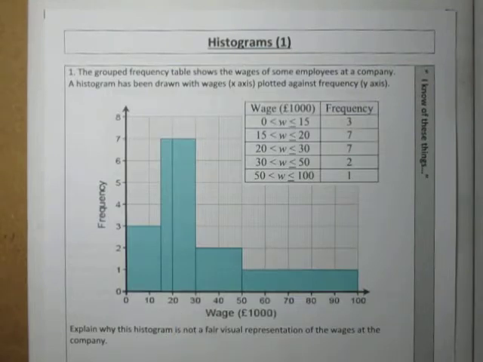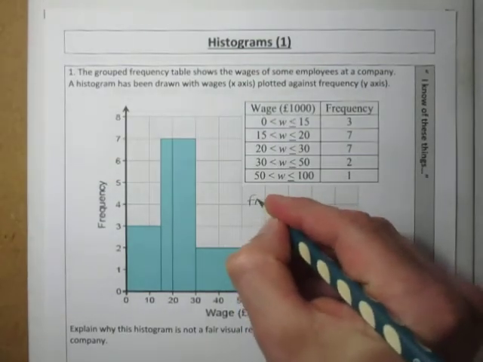Now, the key with histograms is that it isn't actually fair because the class interval widths are unequal. And we have to find a way of compensating for the fact that the class interval widths are unequal. We do that by finding an average across the class interval. And that average is something called the frequency density.